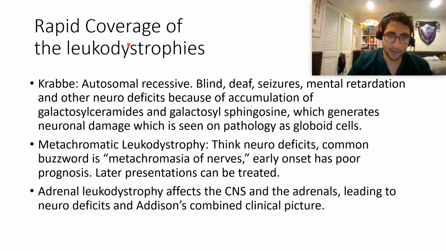Now we're going to quickly cover the leukodystrophies. What I want to point out here for Krabbe, and you can read this on your own and pause the slide, is that in Krabbe disease, you get neuron damage and there are globoid cells on gross pathology. For metachromatic leukodystrophy, you'll have metachromasia of the nerve. So basically the nerves shift in color. It might be greenish or however it's described, but the nerves don't stay in the color they normally do. They stay in this different bright color instead, and that's metachromasia.